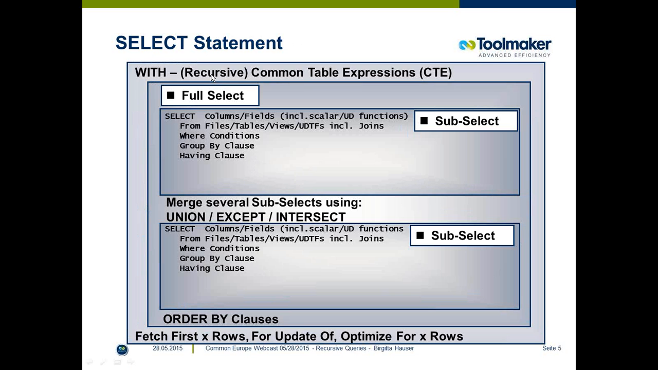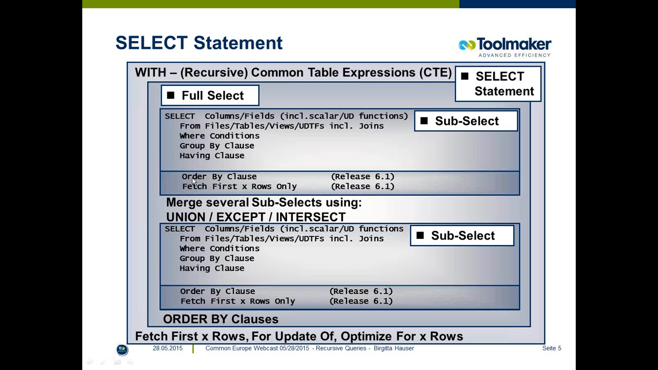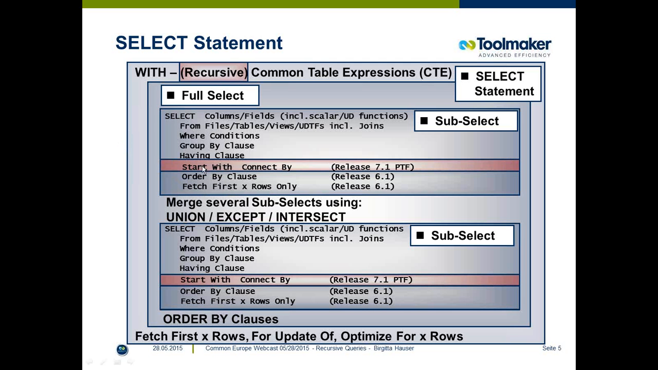What we see here is the SQL statement as it was at release 5.4. Then with release 6.1 we get several additional features. So with 6.1 and later we can add an order by or fetch first rows only clause into the subselect statements. And finally, with release 7.1 TR5, we get the hierarchical query clause, which is start with, connect by, the way to analyze queries the way Oracle does it. The other way is the recursive common table expression.